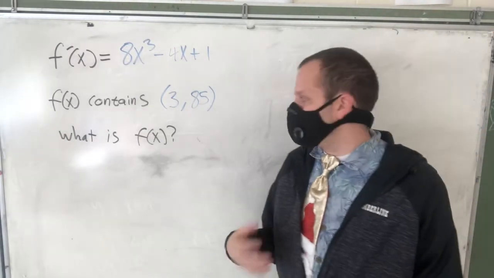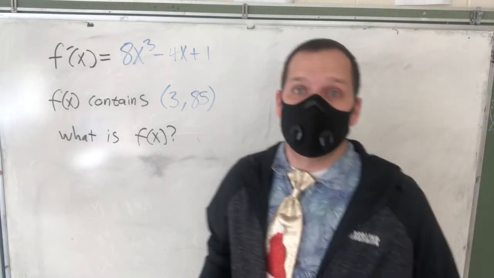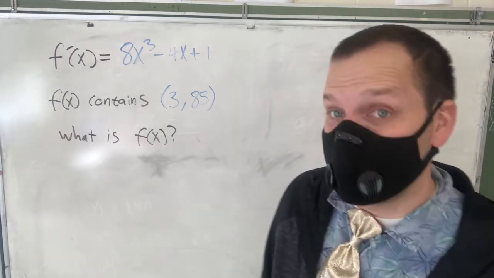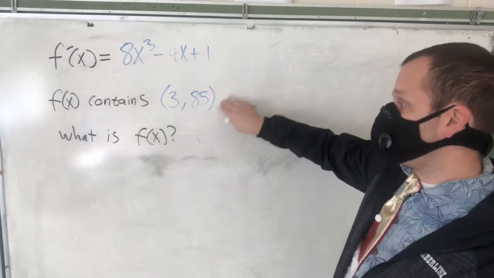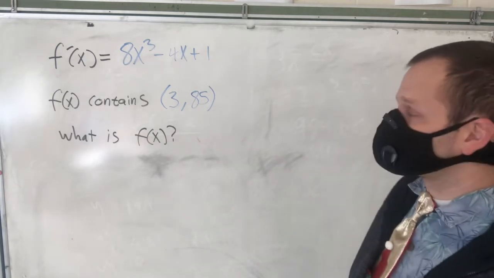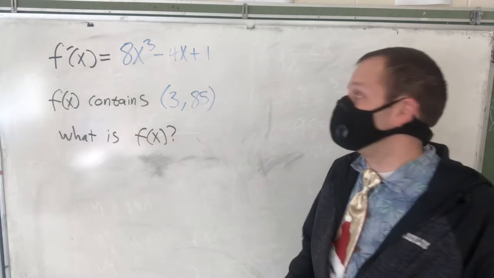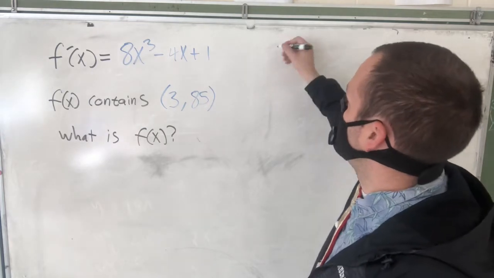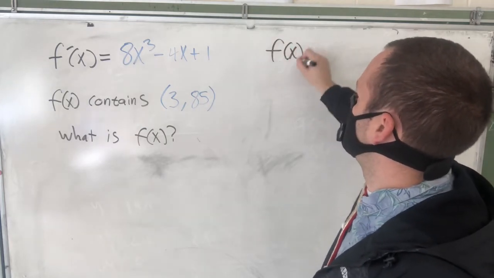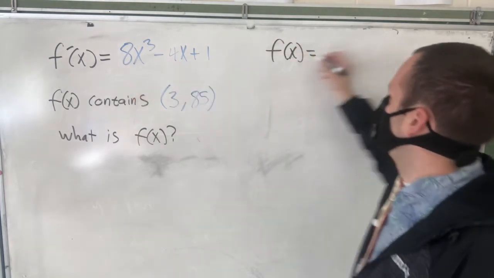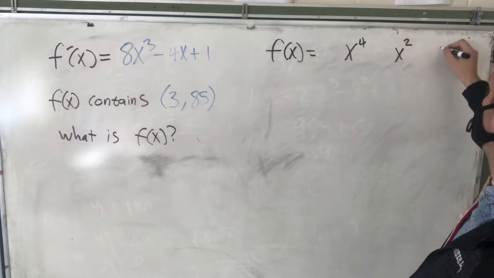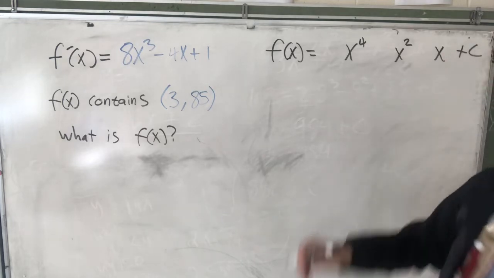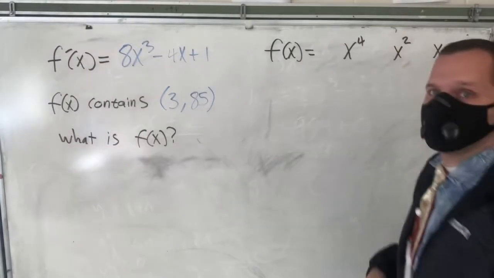We want to know, where did this original equation, f of x, cross the y-axis? What is c? That's what we're trying to do here. So we have the derivative. We have a point that is within f of x. I just need to figure out what that initial equation is. So I integrate, so I need to figure out what f of x is. That is going to give me an x to the fourth, an x squared, x plus c.